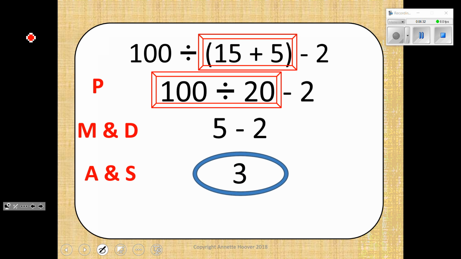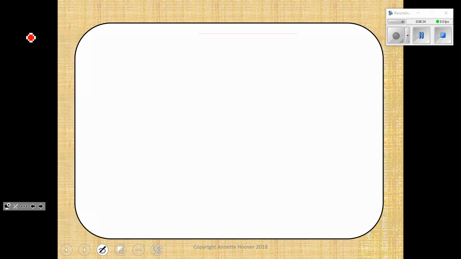So as you go through your paper now, just remember to go PEMDAS: parentheses first, any exponent second, multiply and divide in the same step from left to right, add and subtract in the same step from left to right.